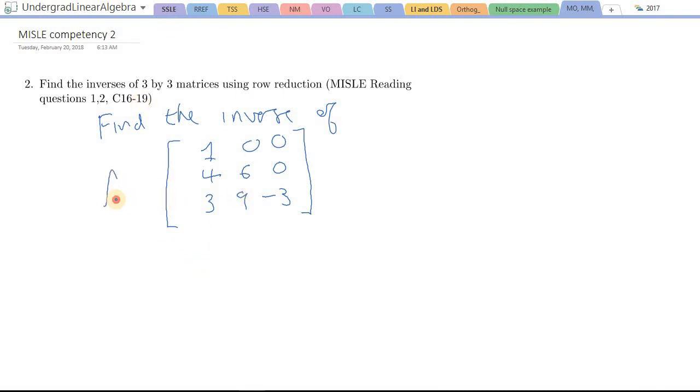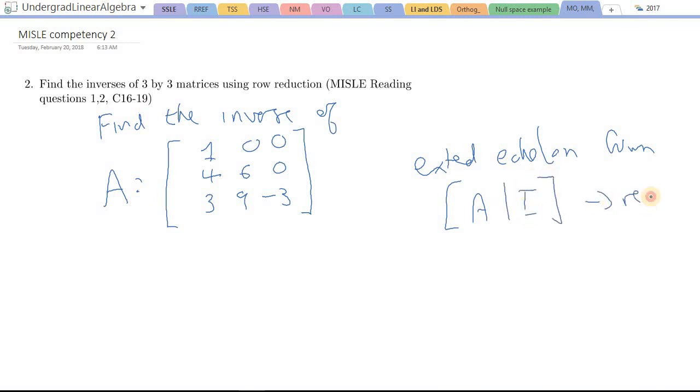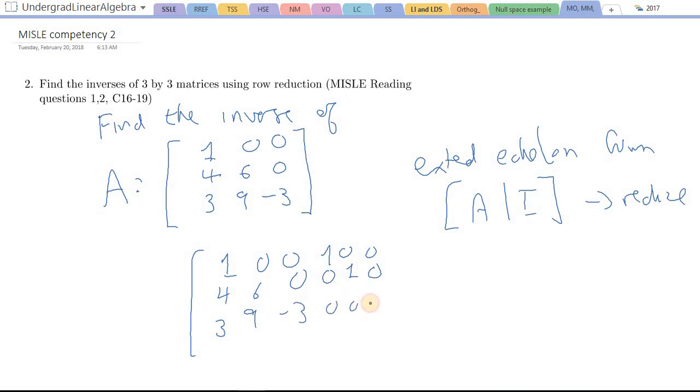You take this A and you take the extended echelon matrix, which is you take A and I and then reduce. Okay? So in this case that means 1, 0, 0, 1, 0, 0. And then here you have 4, 6, 0, 0, 1, 0. And here we have 3, 9, minus 3, 0, 0, 1.